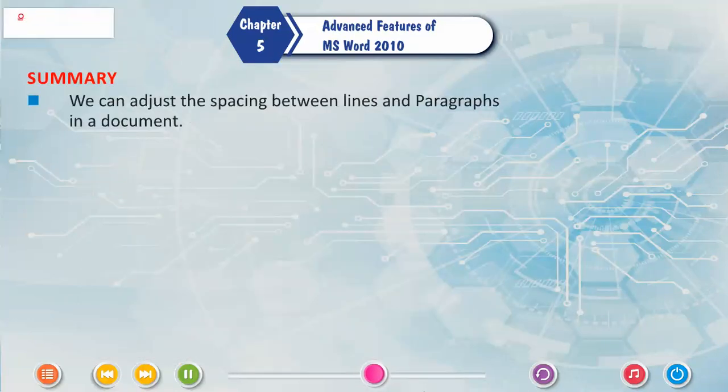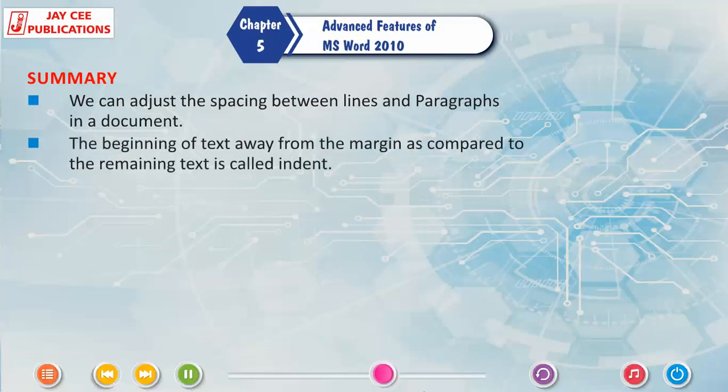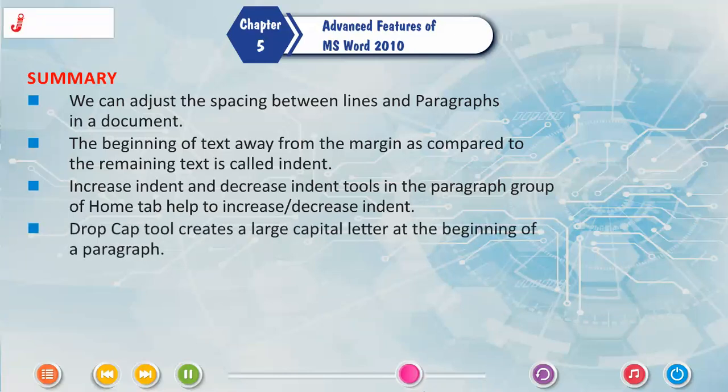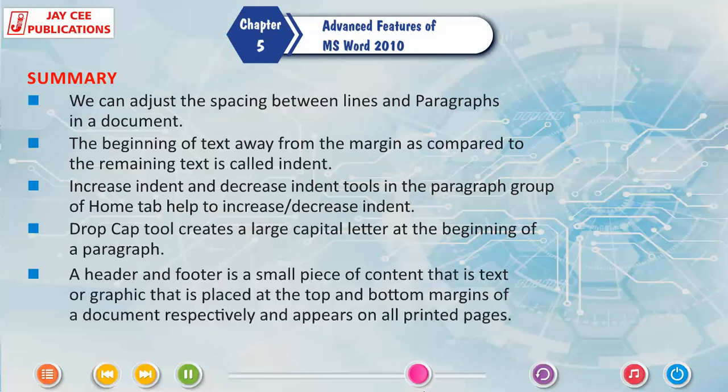Summary. We can adjust the spacing between lines and paragraphs in a document. The beginning of text away from the margin as compared to the remaining text is called indent. Increase indent and decrease indent tools in the paragraph group of Home tab help to increase or decrease indent. Drop cap tool creates a large capital letter at the beginning of a paragraph. A header and footer is a small piece of content that is text or graphic that is placed at the top and bottom margins of a document respectively and appears on all printed pages.